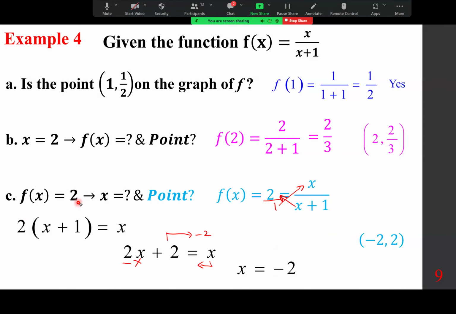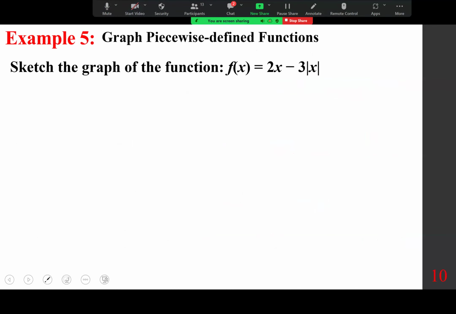Graph piecewise defined functions. Sketch the graph of the function f of x equals 2x minus 3 times the absolute value of x.